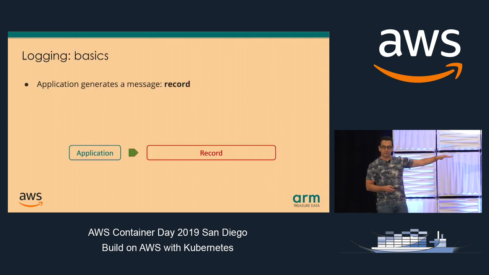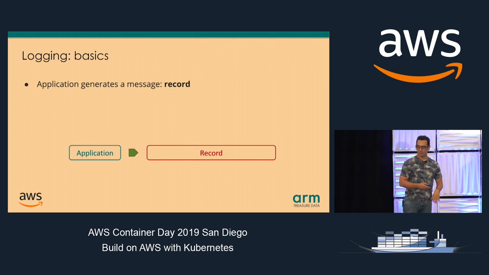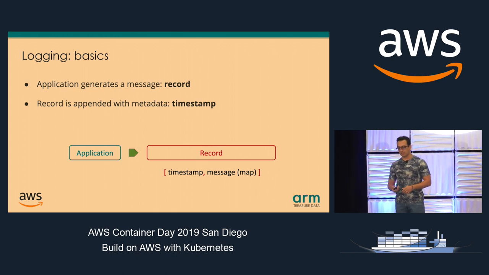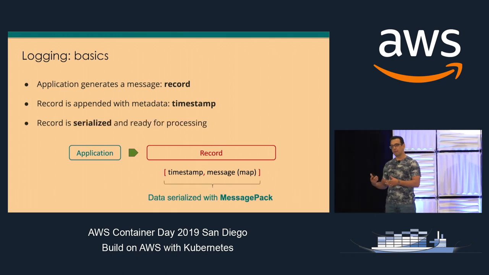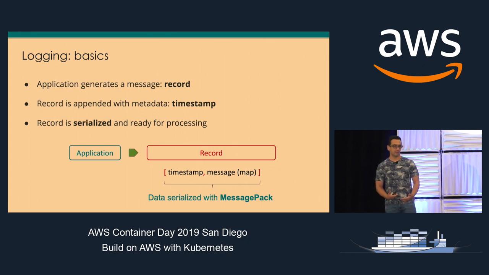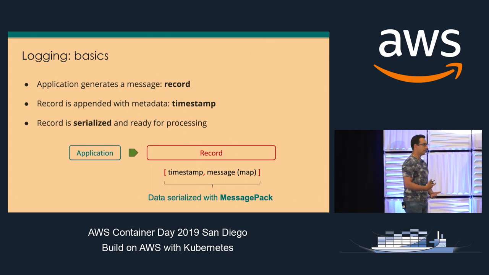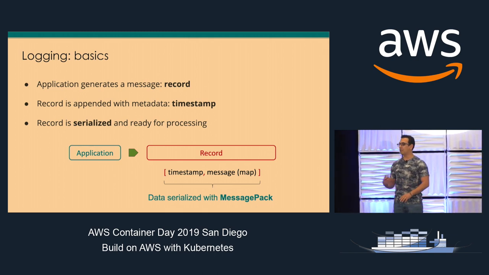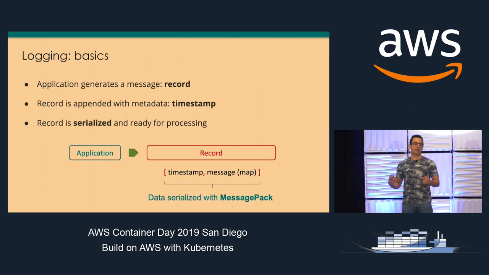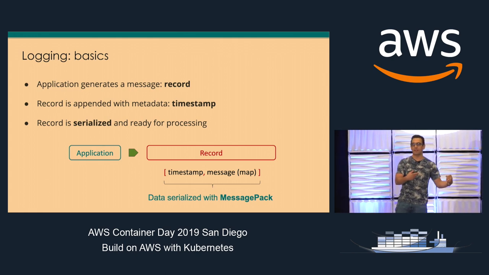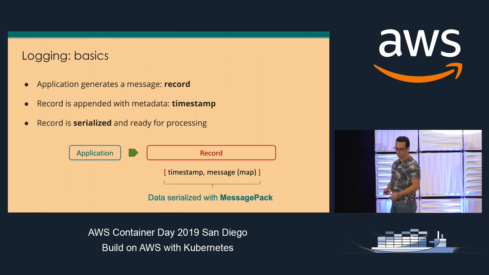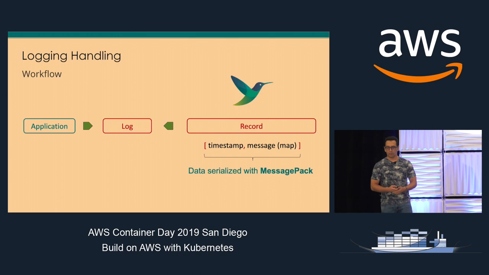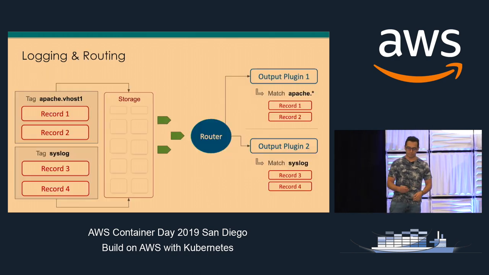One application, in technical terms, generates a record. That record has two things as a minimum, the timestamp and the message. But internally, we handle all this in a binary format. And I think that's one of the major differences with other tools, because we take the input of data, doesn't matter if it's JSON or raw text, and we create a binary representation of that data with MessagePack. MessagePack is like a binary JSON.